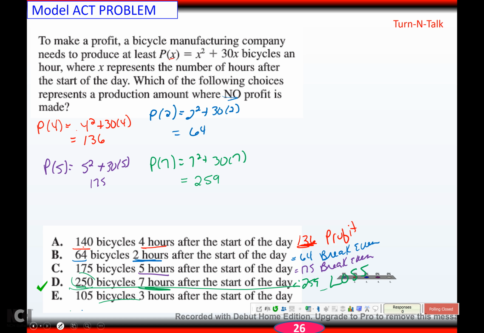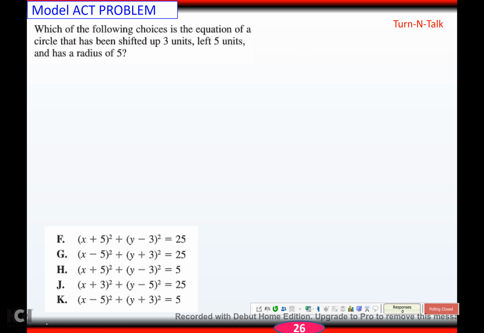Alright, last one. Try this one. Hit pause, come back when you're ready. And hopefully you got F.